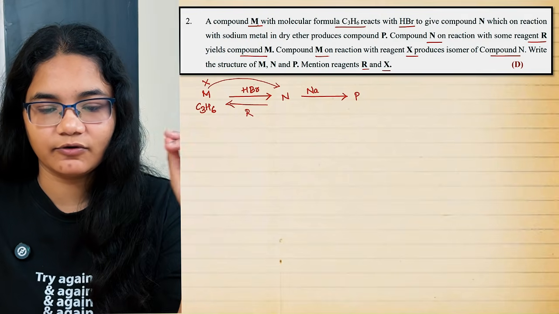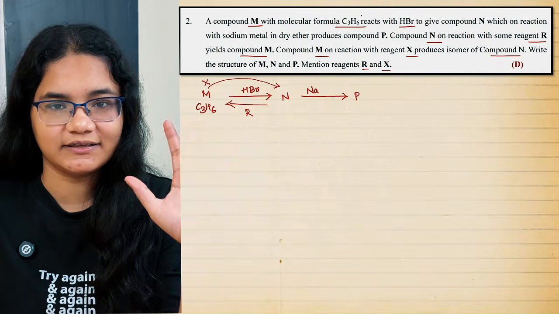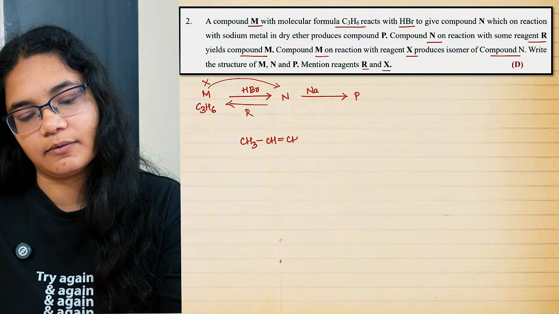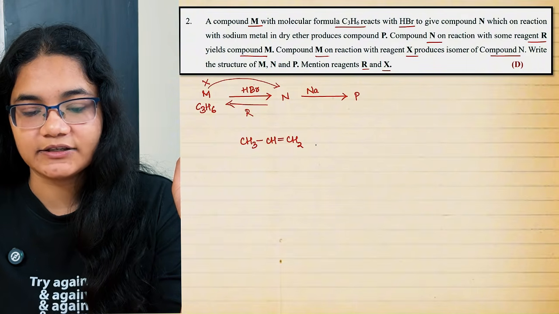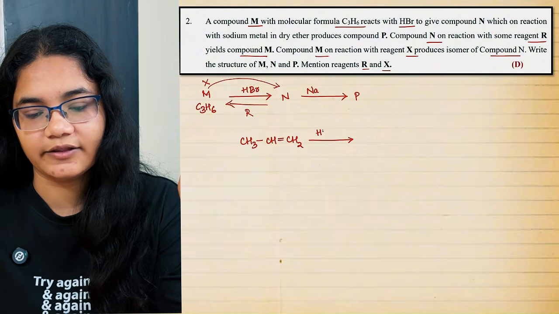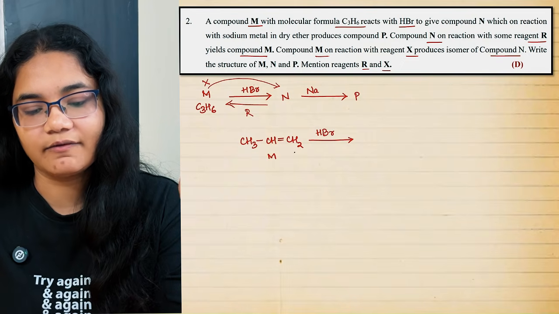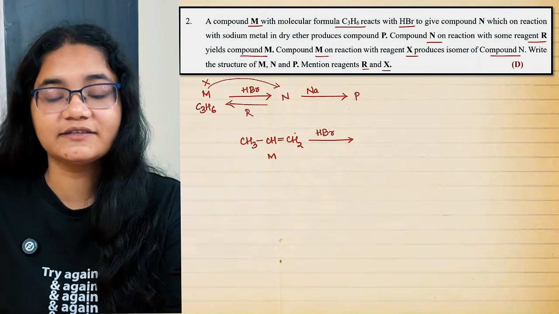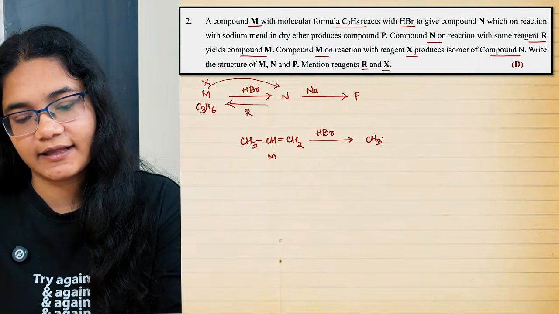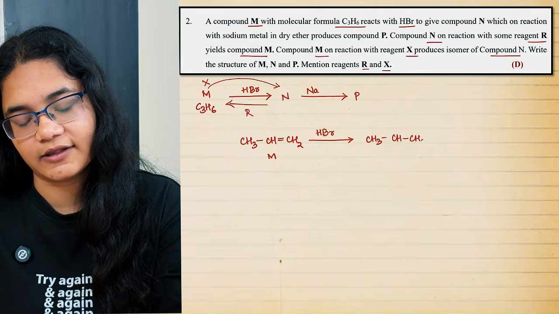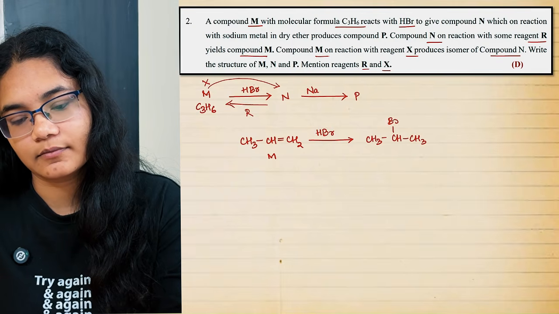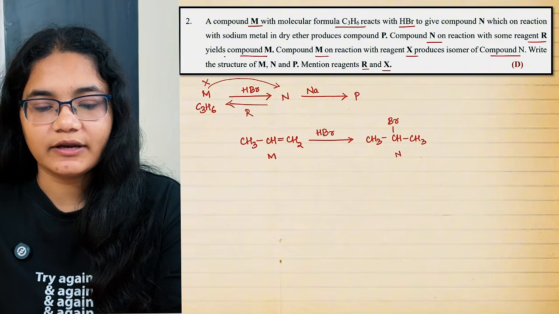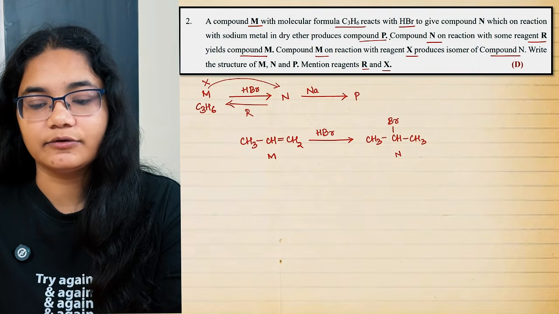So first of all, let's see what is compound M with molecular formula C3H6. There is only one possible structure, that is CH3CH=CH2. So this is M. Now when it is reacting with HBr, Markovnikov addition will be followed. So I will get CH3CHBrCH3, to give compound N.